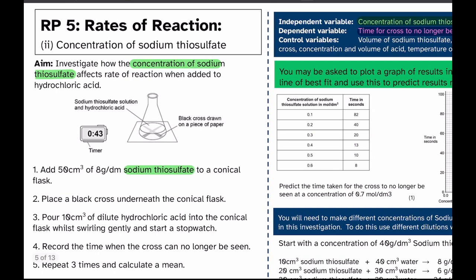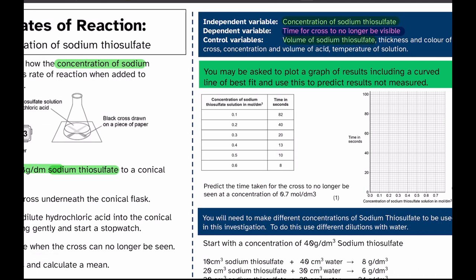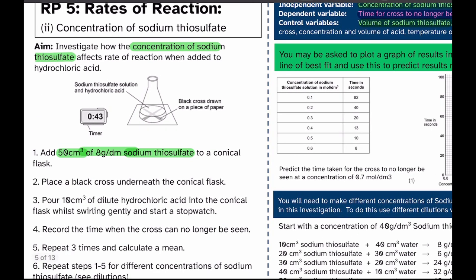So what do we do? Again, give values of things. So we want 50 centimetres cubed of 8 grams per decimetre cubed sodium thiosulfate. So the volume of the thiosulfate is a control variable. We're keeping that constant. That sounds really complicated, 8 grams per decimetre cubed. The reason that's there is because we need to do different concentrations of it. Now, it is on the spec, you need to know how to get different concentrations.